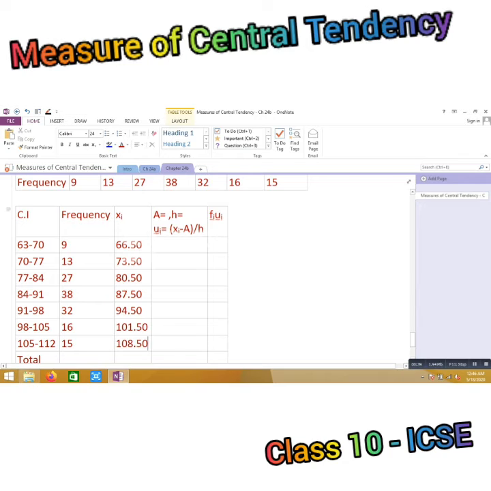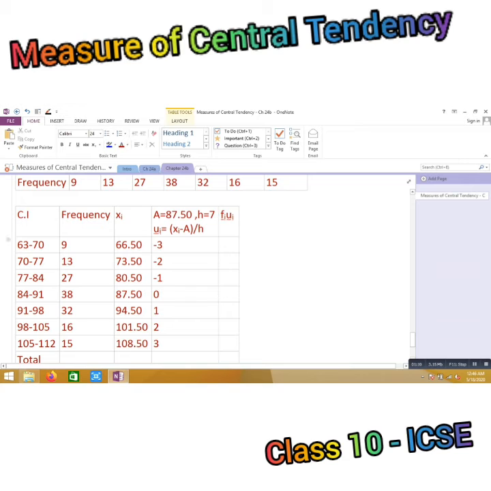108.50. Here the assumed mean is 87.50 and the class size here is 7. 70 minus 63, 7. So it's always same for all the class interval. So h is 7. So we can calculate this column. Minus 3, minus 2, minus 1, 0, 1, 2 and 3.